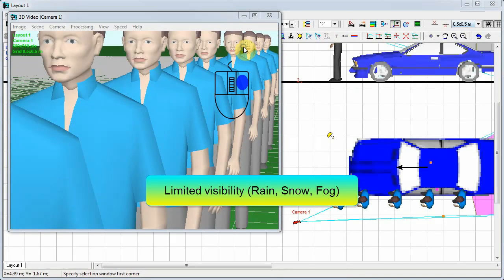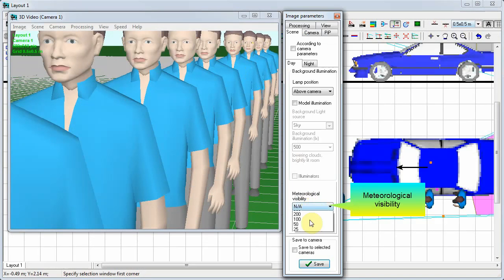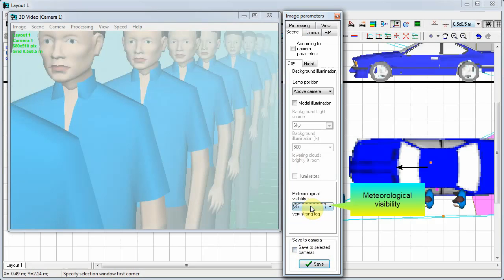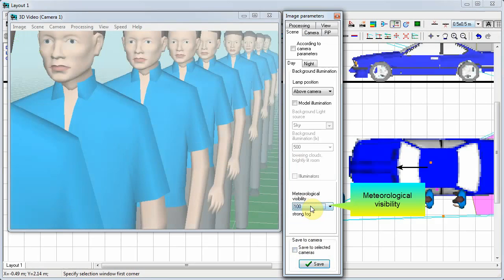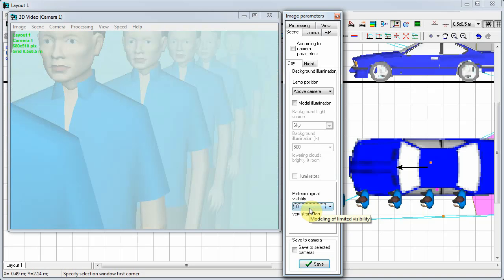Limited visibility. In bad weather, the visibility deteriorates with increasing distance from the camera due to snow, rain, fog, and dust. The limitation of visibility also depends on the position of light source and direction of illumination.